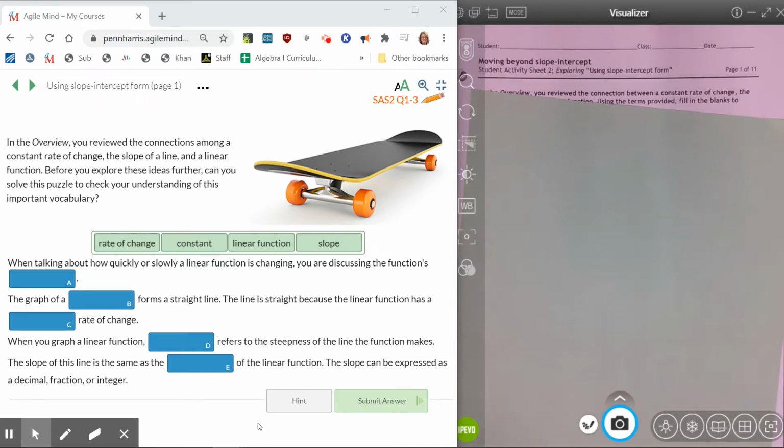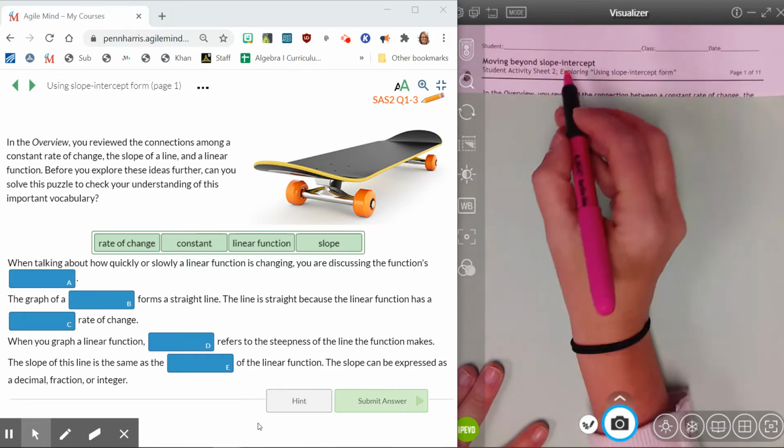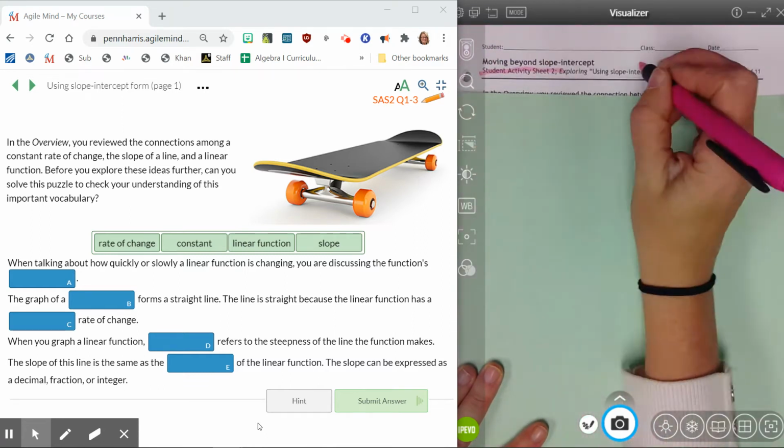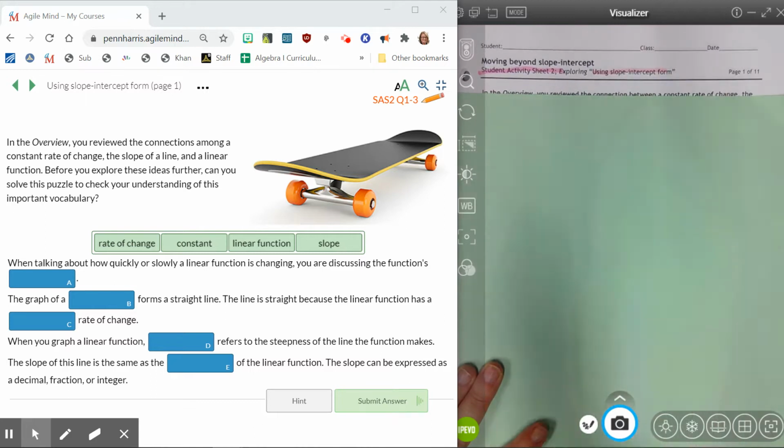Welcome back, everyone. We are on topic 5. This is moving beyond slope-intercept, and we are on student activity sheet 2, using slope-intercept form.